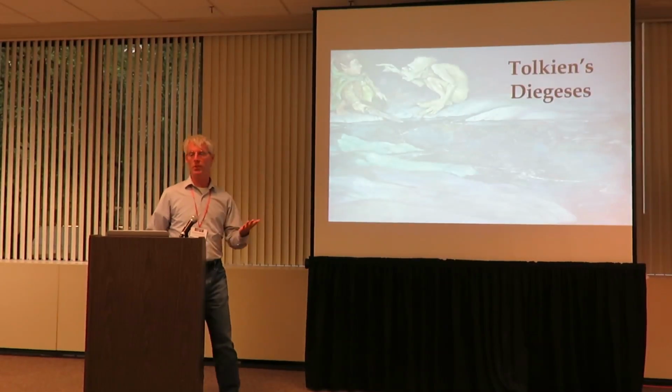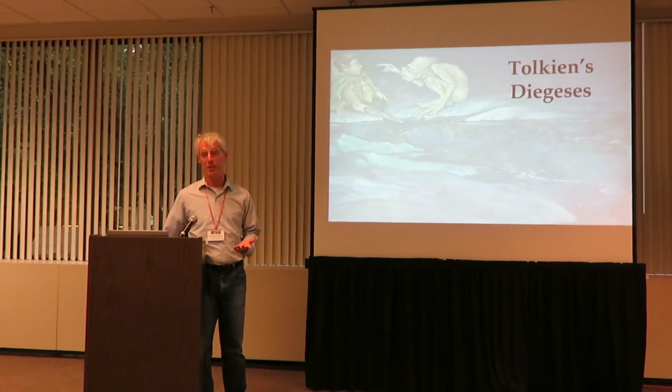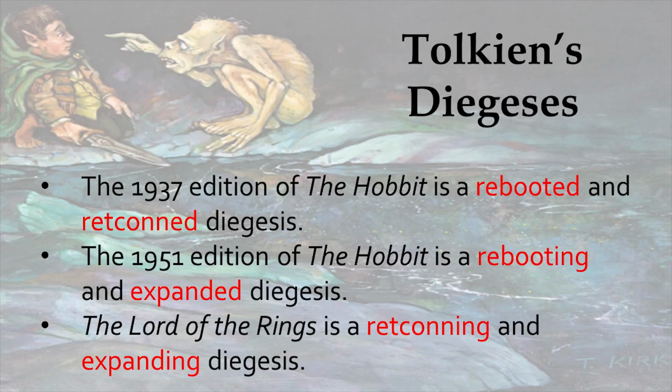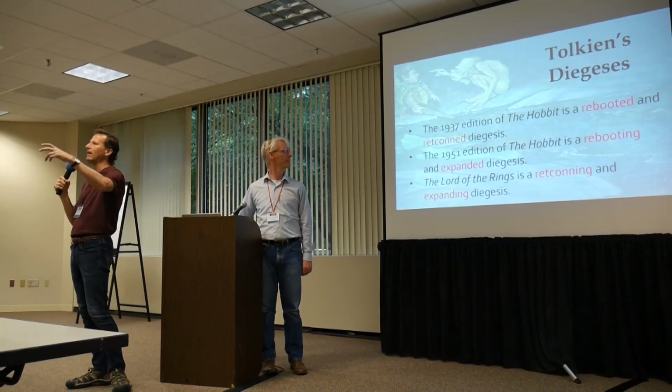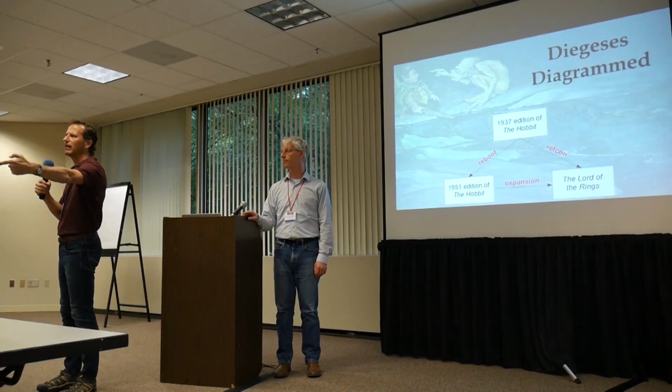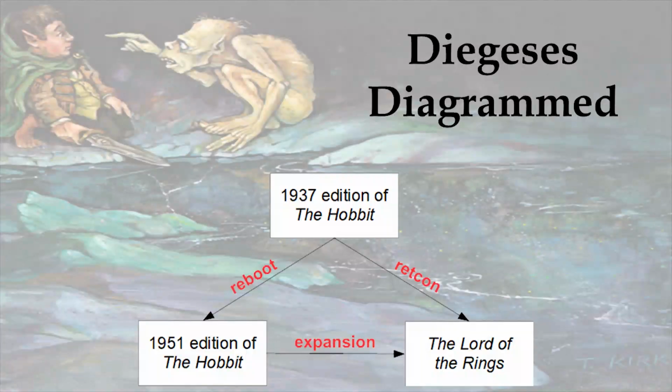All right, so we started off by saying 3 discourses, multiple diegeses. Here's what they are. By our count, that first edition of The Hobbit is a rebooted diegesis and a retcon diegesis. The 1951 edition is rebooting and expanded, and of course The Lord of the Rings is both retconning and expanding. So again, if you recall when we began, we talked about a discourse simply being ink on paper. It's the reader interacting with the ink on paper, creating the diegeses that create, well, all of these. And here we have all 3 diagrammed together.